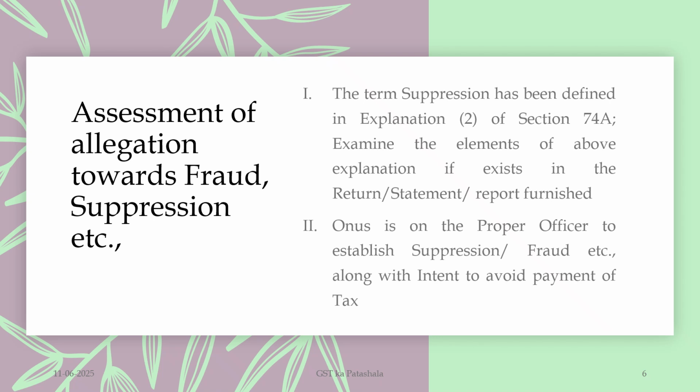Please keep in mind, the burden is on the proper officer, the onus is on the proper officer. So whenever he gives a notice, whether he brings in the fact that there is a suppression, a fraud, or a misstatement, these three elements have to be properly understood, and then we need to make our defense for making a proper response. So whenever I talk about fraud or willful misstatement, please keep in mind this existence of fraud or willful misstatement should be available with the proper officer, which he has mentioned in the notice.